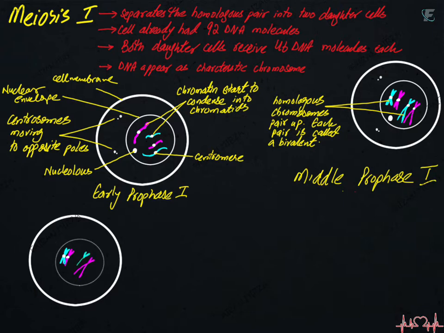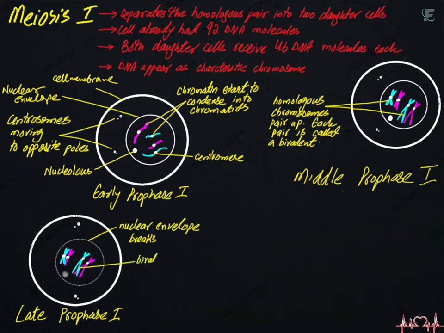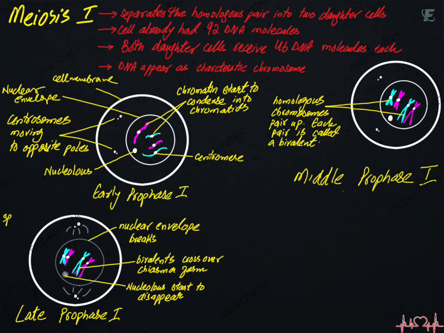What happens after that? We move on to late prophase 1. Here, the nuclear envelope appears to disintegrate. It starts to disappear. The bivalents come so close that crossing over occurs and chiasma form. The nucleolus also starts to disappear. You can see that the centrosomes have moved to the opposite poles and spindle fibers have started growing. By late prophase 1, this is very well visible.